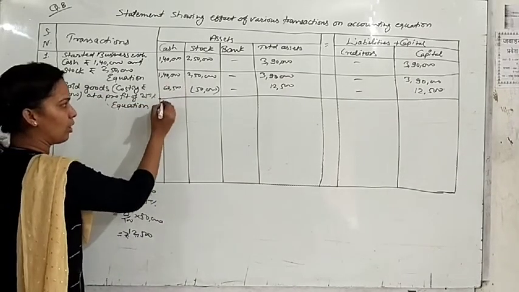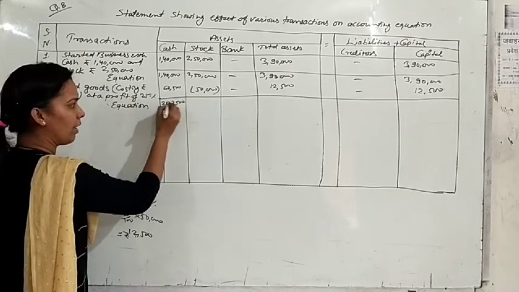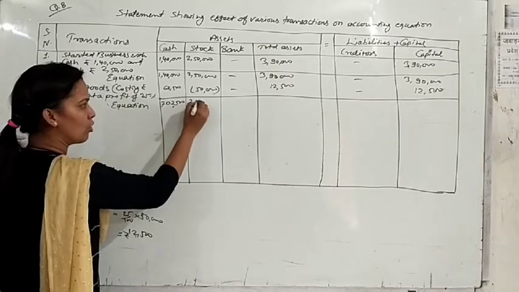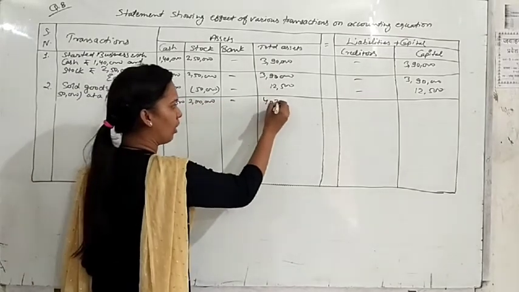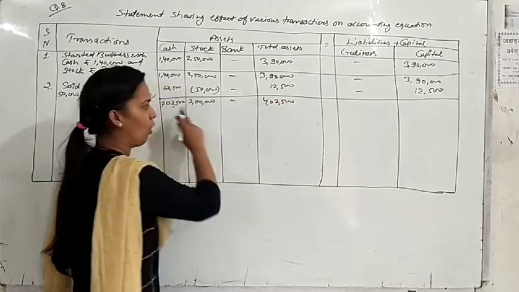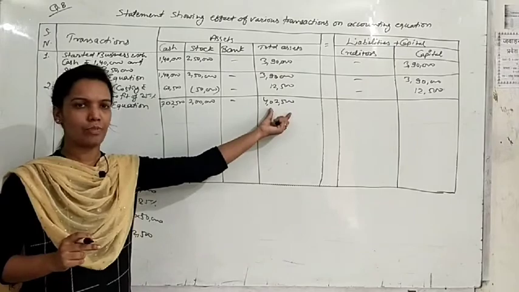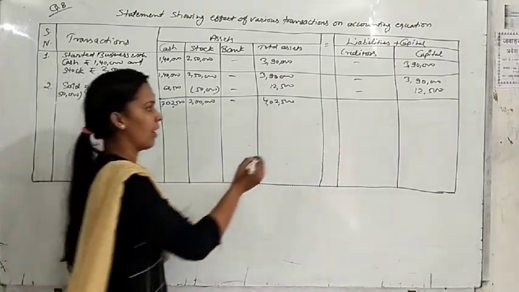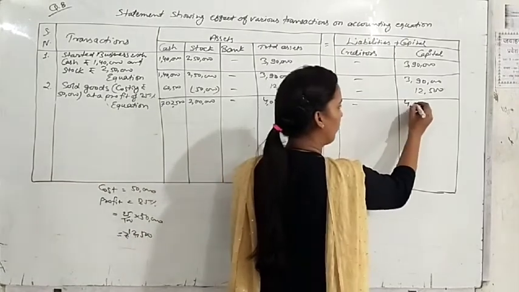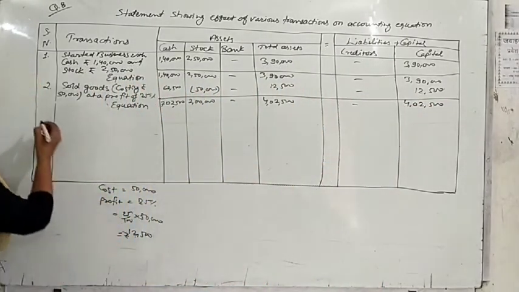Again the equation. 140 plus 62,500 will be 2,02,500. It is 2 lakh. The total will be 4,02,500. Horizontally also match it. 2,02,500 plus 2 lakh, that is 4,02,500. 390 plus 12,500 is also 4,02,500. And here 4,02,500.